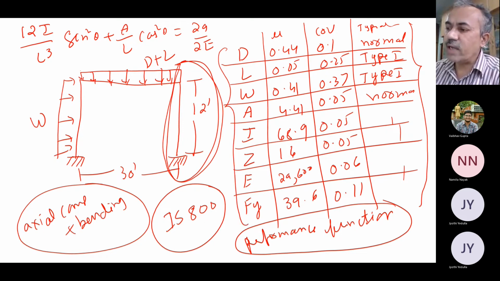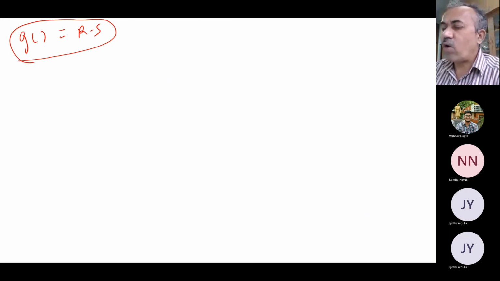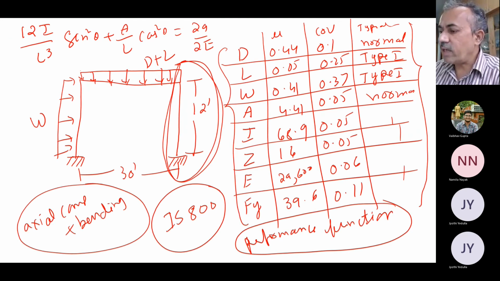We have said D, L, W, A, I, Z, E, F of Y. All of them are random. So my performance function will be something like R minus S actually. Now what happens? How many derivatives do I have to calculate? The number of random variables are 1, 2, 3, 4, 5, 6, 7, 8. So how many derivatives do I have to compute? So 8.